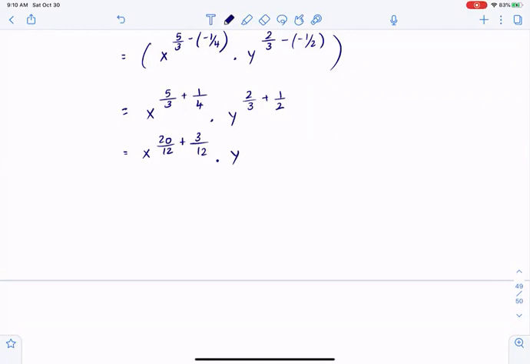For y, the common denominator is 6. Multiply and divide 2 over 3 by 2. 2 times 2 is 4. 3 times 2 is 6. Multiply and divide 1 over 2 by 3. 1 times 3 is 3. 2 times 3 is 6. Now we have a common denominator.